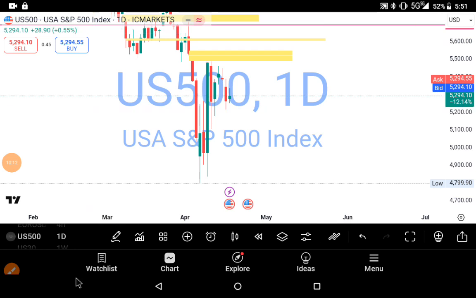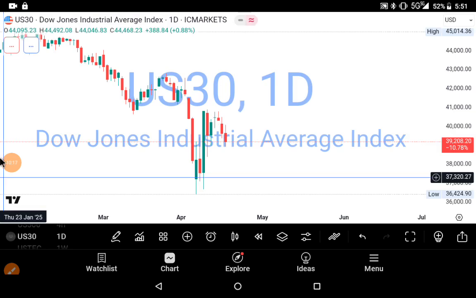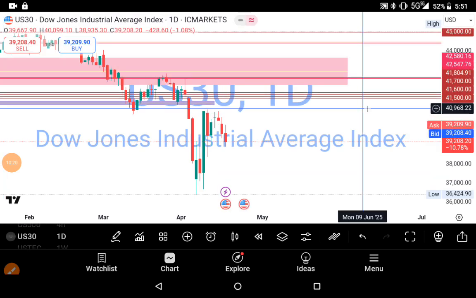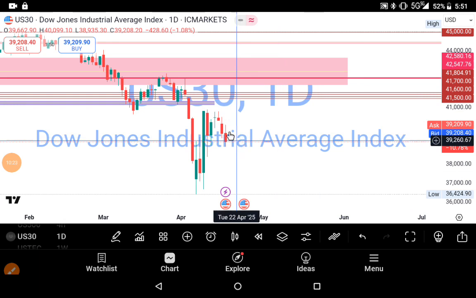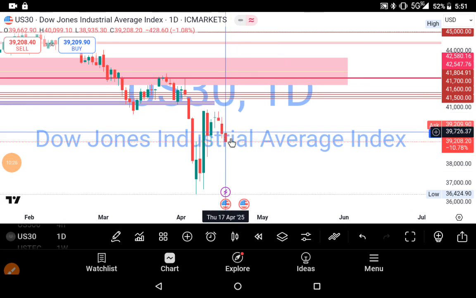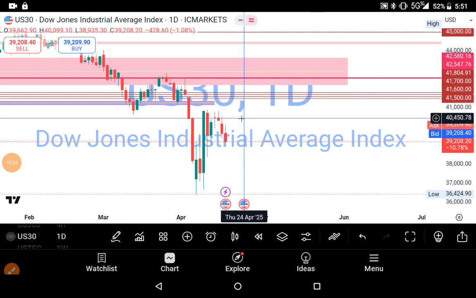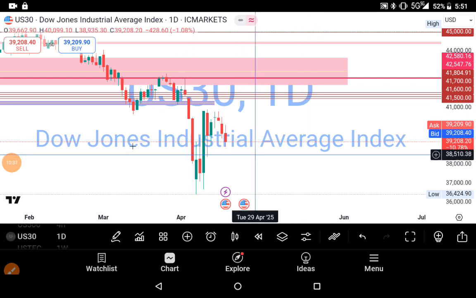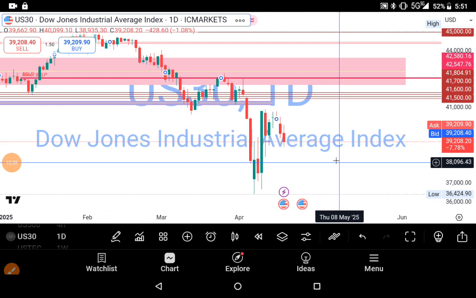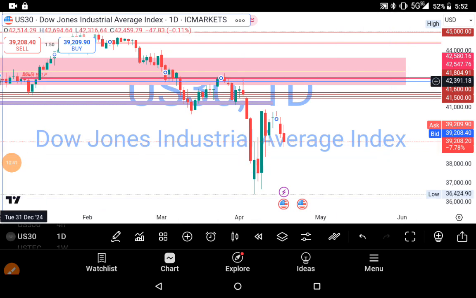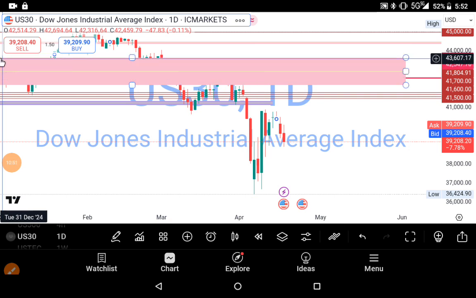So then into Dow futures. Dow futures, I was interested in 41,000. I was interested in the market price visiting 41,000, but the level 41,000 has been shied away. So that means I'll be sticking with the same buyers for now. So I'll still be watching the 41,000 level.